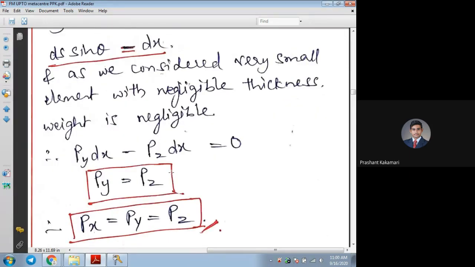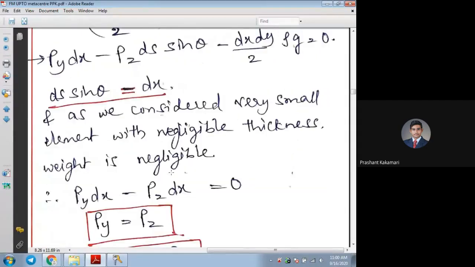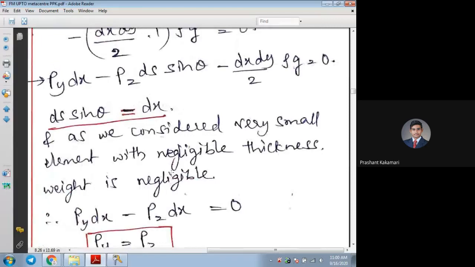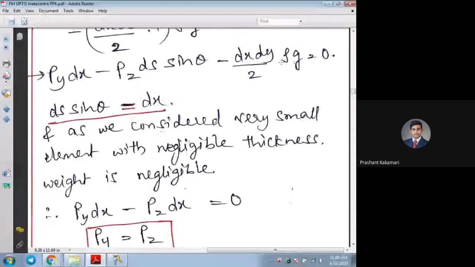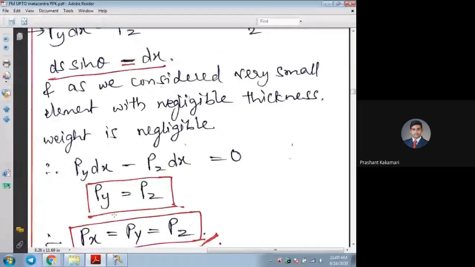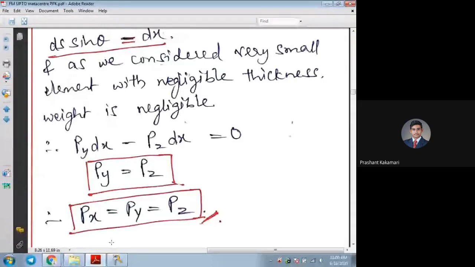So I can write it as py dx. Here dx we have retained as it is, py dx, then minus of pz dx, in this form. Now, why have they not taken the last term, dx dy by 2 into rho g, the weight? As per the small molecule of liquid considered, or the small element considered, not the big volume, the weight can be neglected. So assuming that, the force acting in vertical direction also becomes py equal to pz. So when py equal to pz, or px equal to pz, we can write that pressure acting in all the directions, or the forces acting perpendicular to the areas in all the directions, all will be equal, for Pascal's law. That is px equal to py equal to pz.